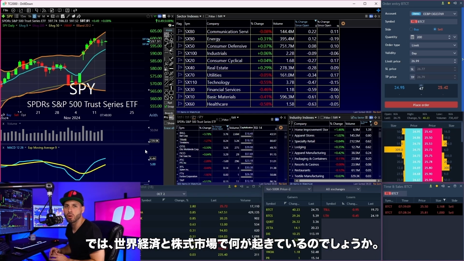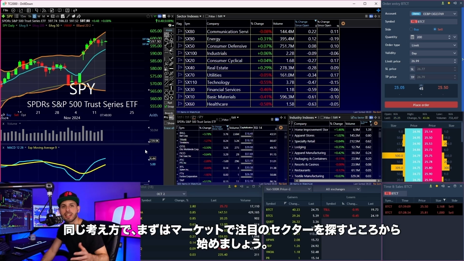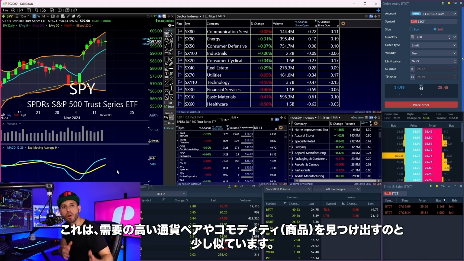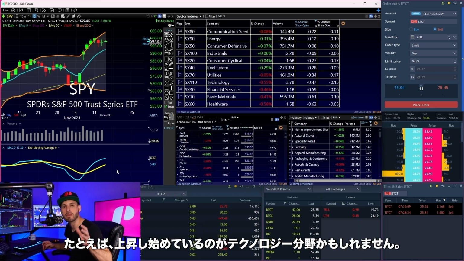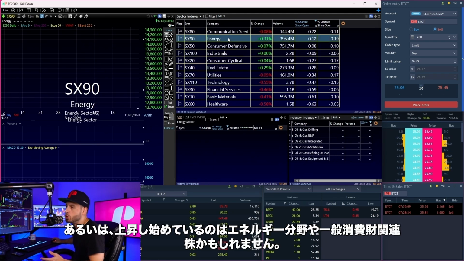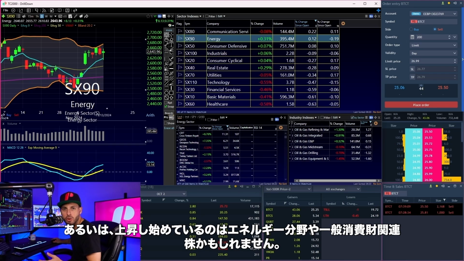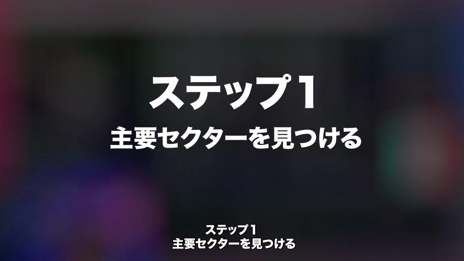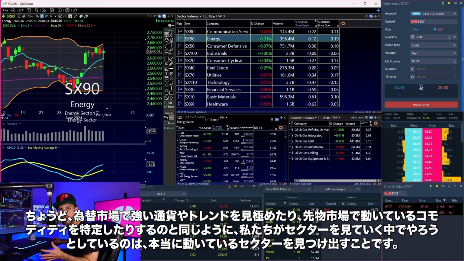So what's happening across the global economy? In stocks, we can use the same thinking, beginning at the top, looking for hot sectors in the market, because it's kind of like spotting strong currency pairs or commodities that are in demand. For example, maybe it's tech making a move to the upside, maybe it's energy, or consumer cyclicals. Finding these leading sectors is step one, just like identifying a strong currency and trend in Forex or which commodities are moving in the futures market.